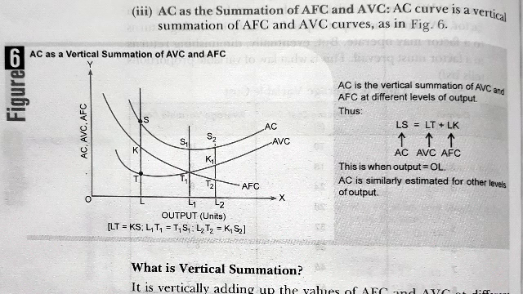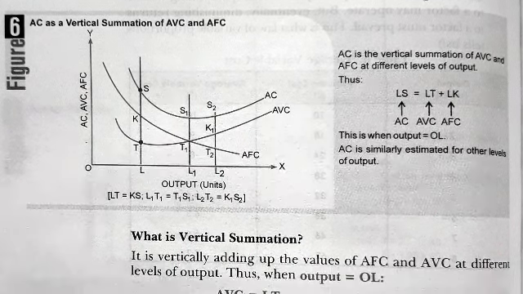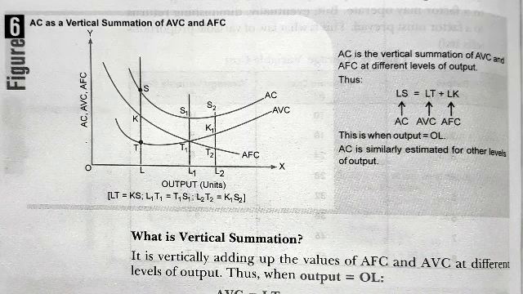The average cost curve initially declines, then it also starts to rise upwards, or has a positive slope. Now look at this diagram. At the level of output OL, average cost is equal to LS.